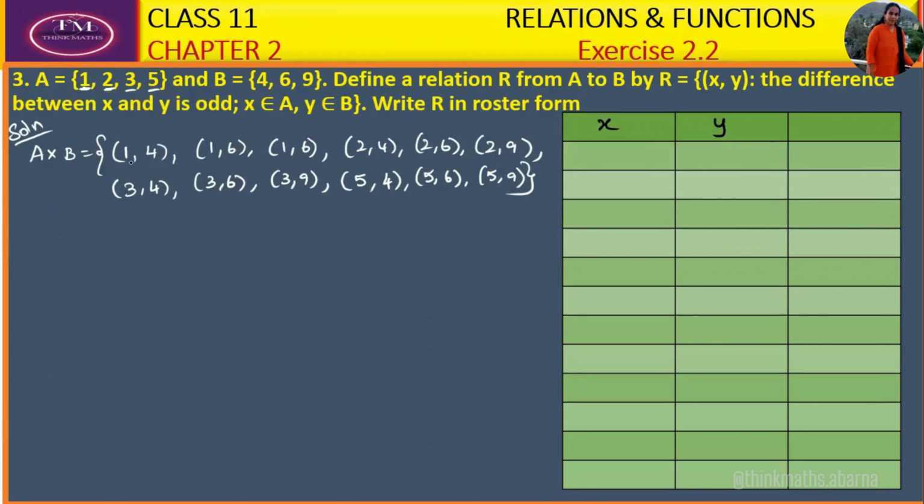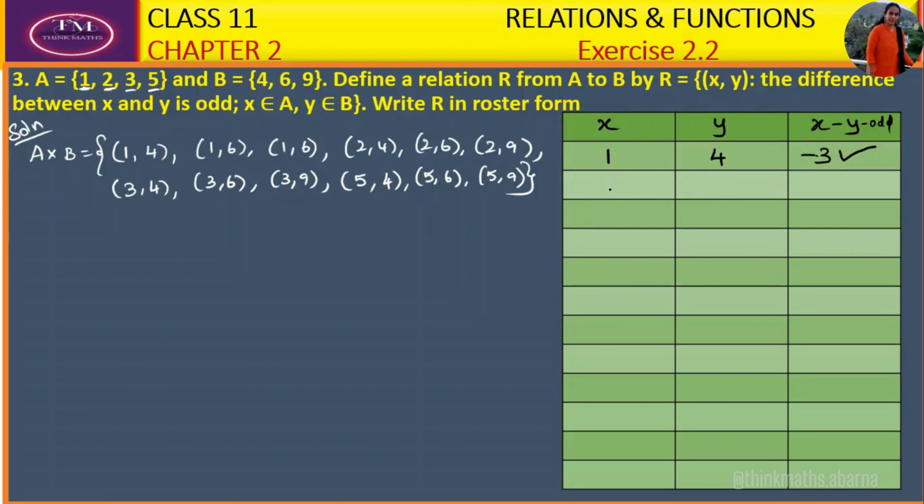First ordered pair is 1, 4. That is x equal to 1 and y is equal to 4. So it is 1, 4. We have to find out the difference x minus y. So what is 1 minus 4? It is minus 3. This x minus y should be odd. Is it odd? Yes. 3 is an odd number.